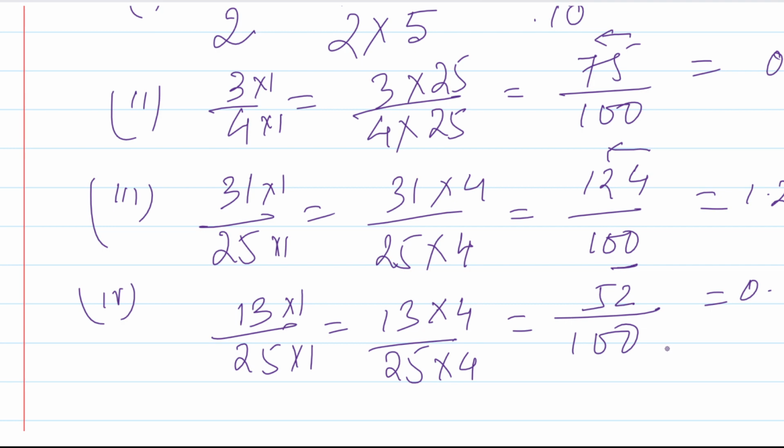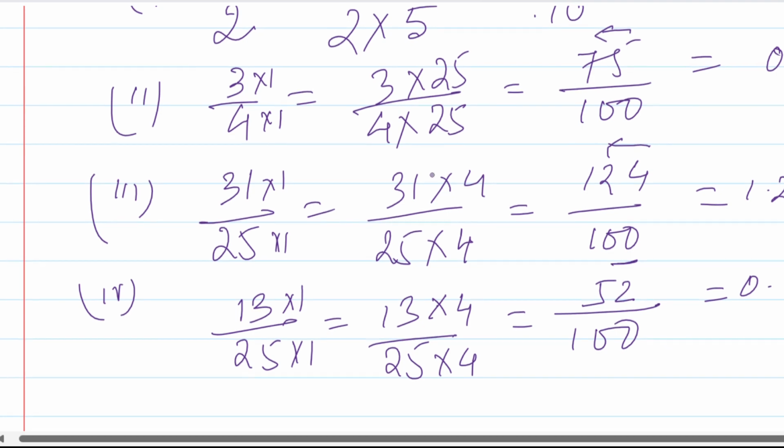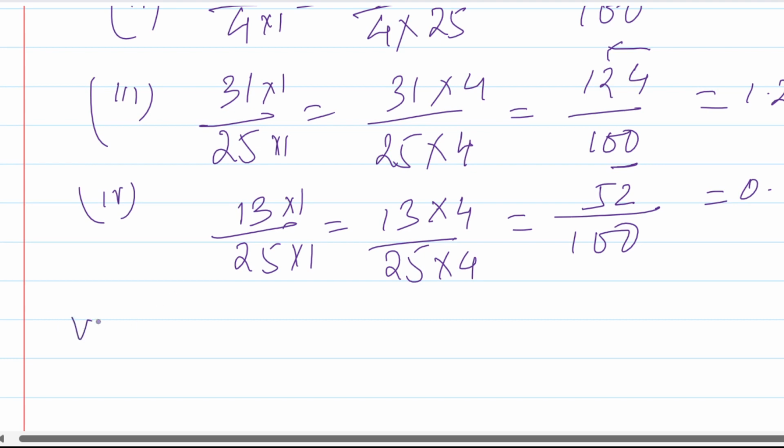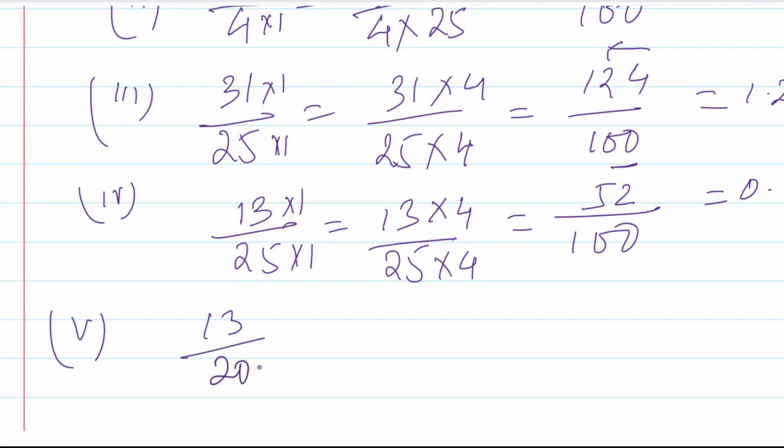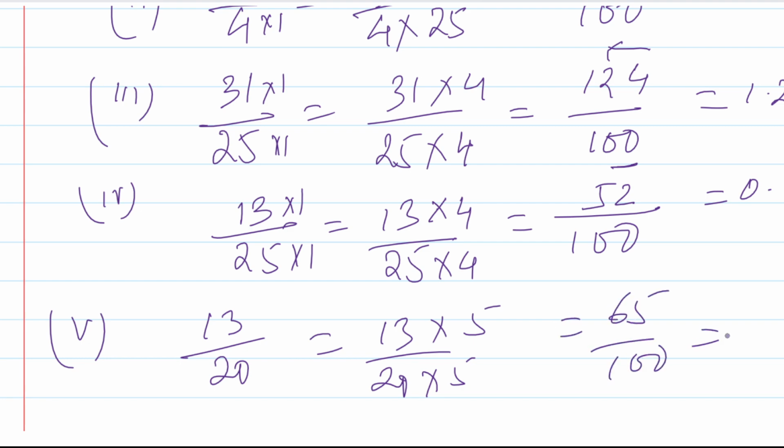Do you want to know any more examples? Many examples are there. Let's take the last example, 13 by 20. So this is 13 by 20 into 5 by 5, which is 65 by 100, so 0.65. Okay, so this is the third condition.